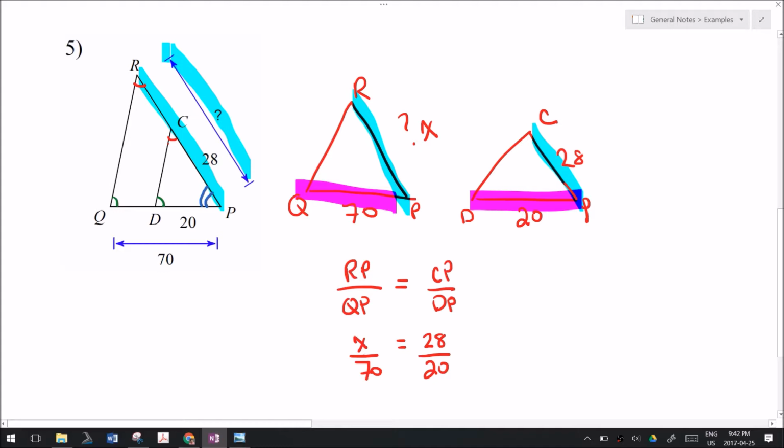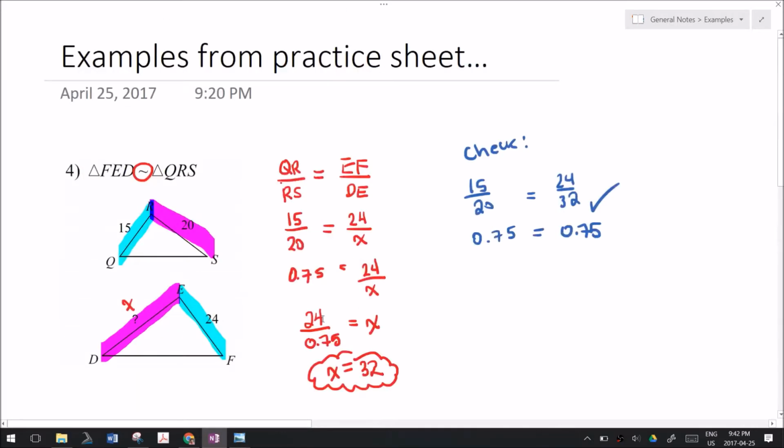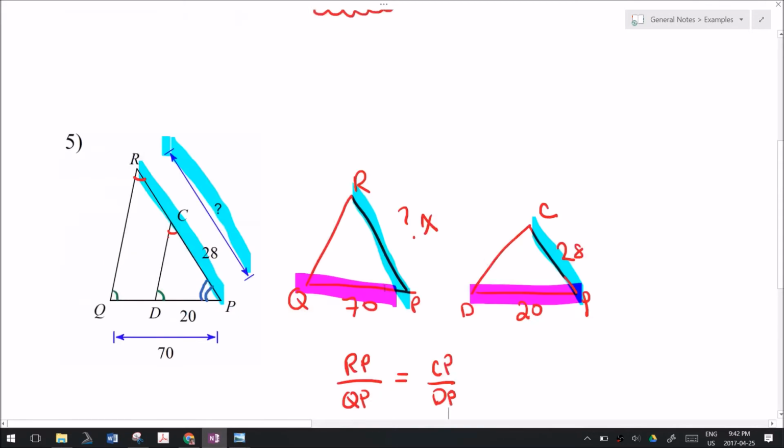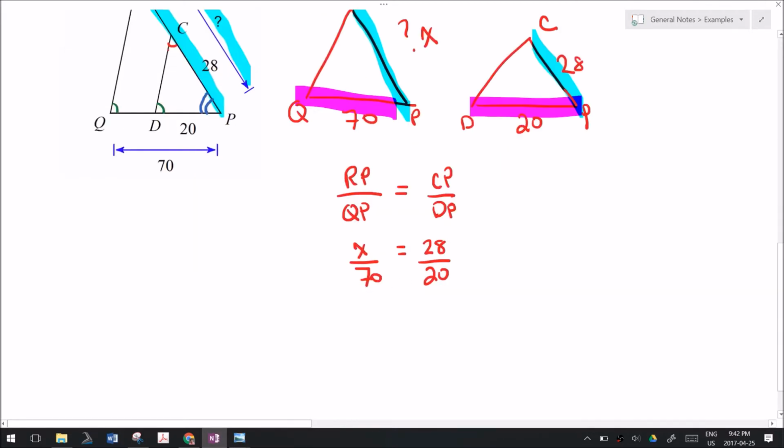Notice the difference here. X is on top of the ratio, whereas in our other example, X was on the bottom. So watch how the operation changes. To find the value of X, I have to take 28 divided by 20, and then multiply that by 70. So if I do that, 28 divided by 20 is 1.4. Multiply that by 70.